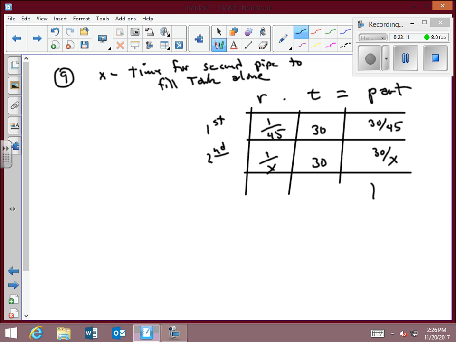So now the equation that I'm going to solve to get the answer is 30/45 plus 30/X gives me one job. Now my least common denominator is what? 45 times X. I multiply both sides by that.